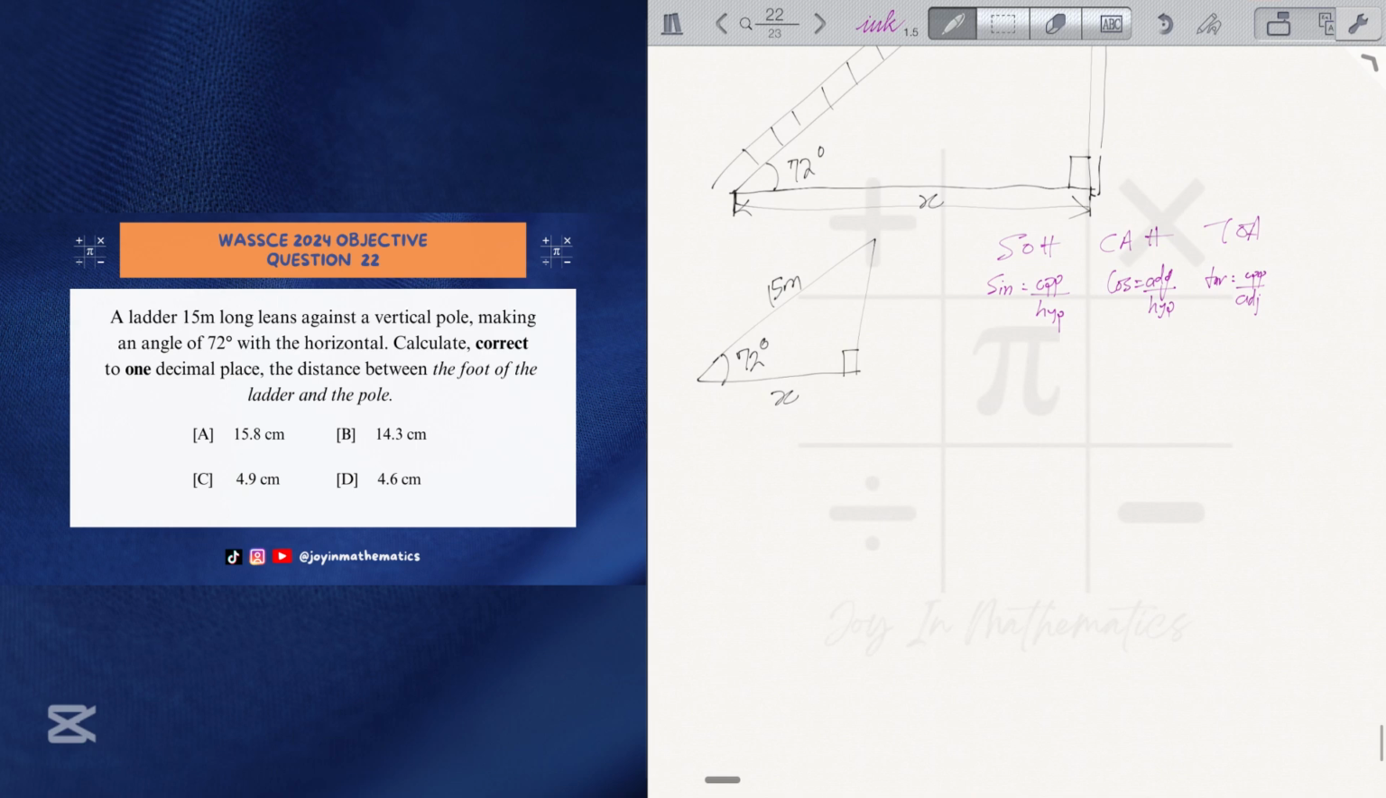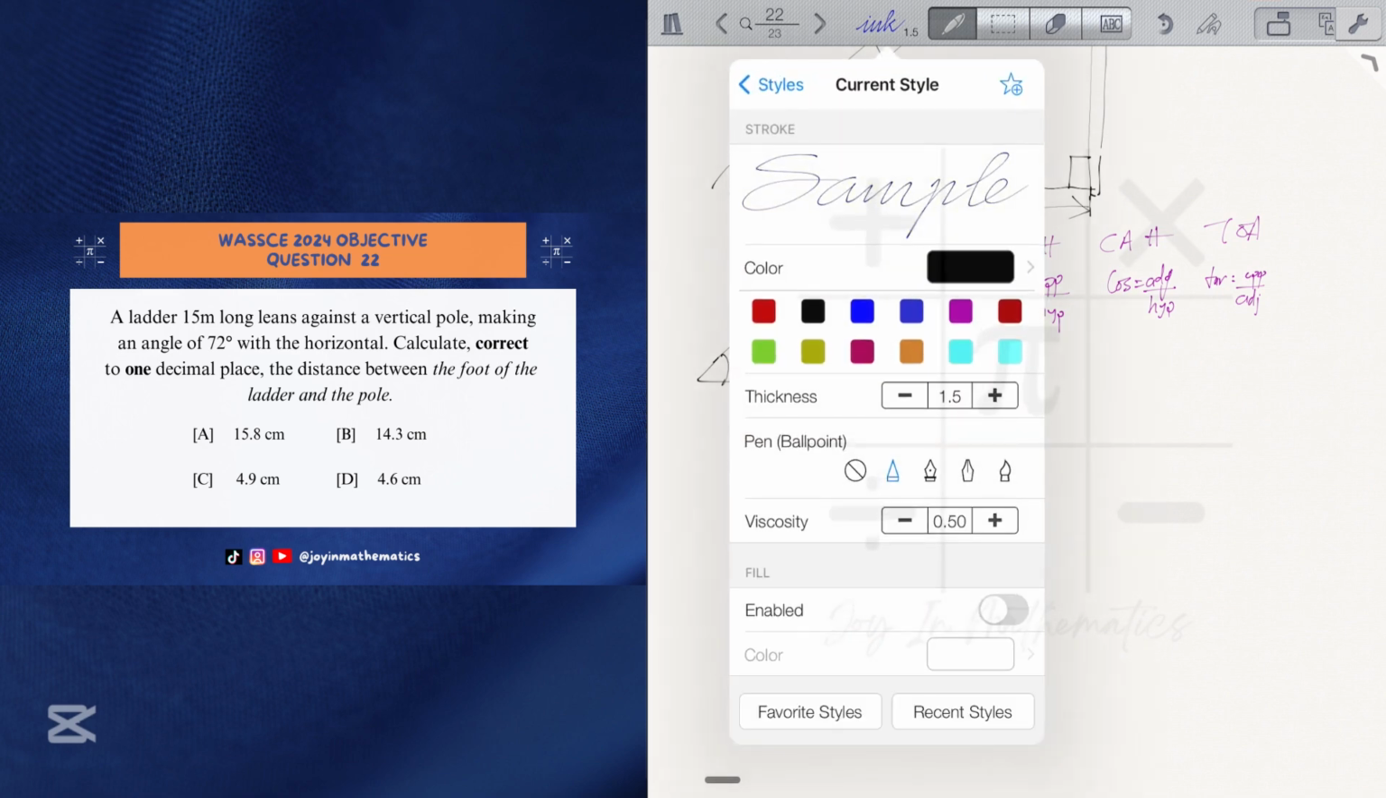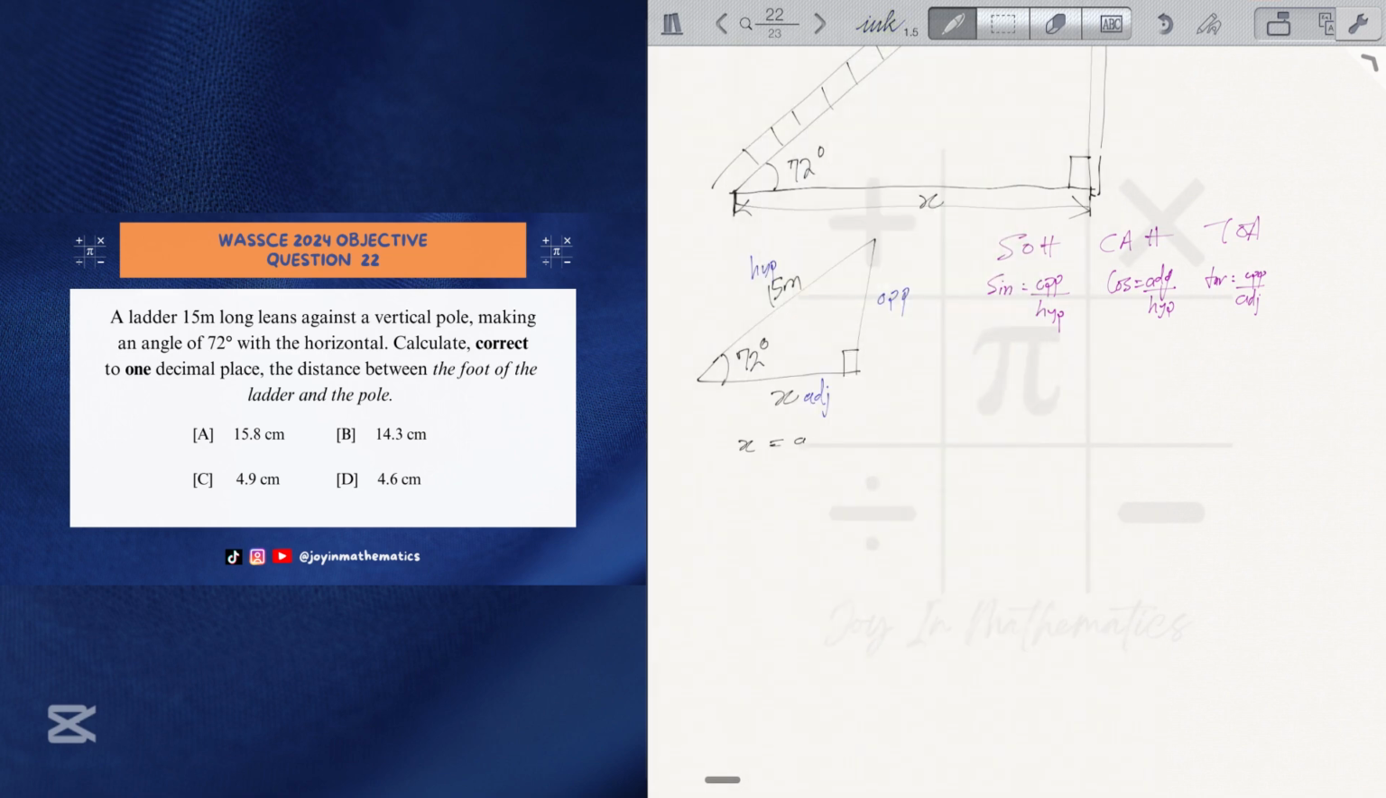So in view of that, what is our opposite in this triangle, what is our adjacent, and what is our hypotenuse? The side facing the angle is known as the opposite. So this is the opposite. The longest side is the hypotenuse and the last side will be the adjacent. So we are looking for the adjacent. X is the adjacent. We have the hypotenuse to be 15 meters and we have the angle theta to be 72 degrees.